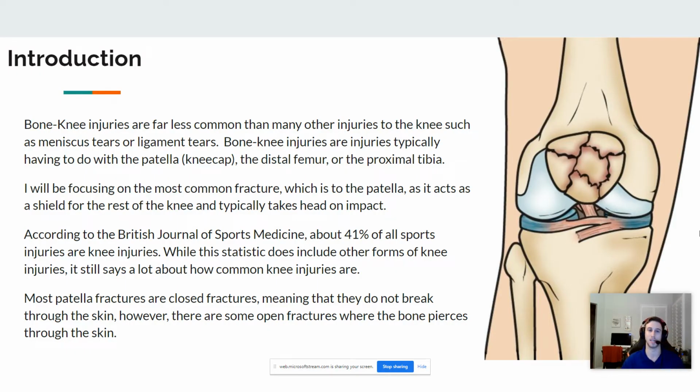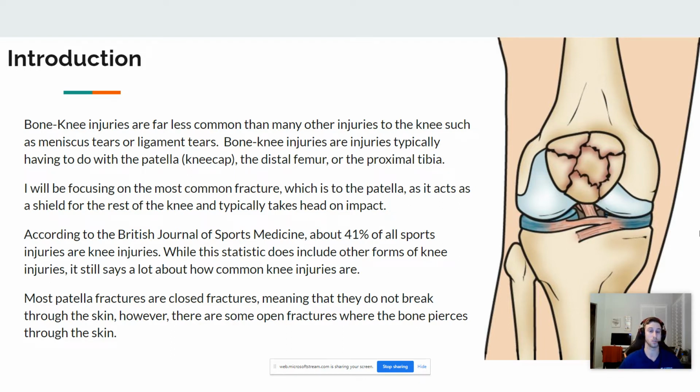So, bone knee injuries are far less common than many other injuries to the knee, such as meniscus tears, ligament tears, and so on. However, they are injuries typically having to do with the patella, the distal femur, the proximal tibia, anything in that general knee area. I'm going to focus on the most common fracture, which is to the patella. It acts as a shield for the knee and takes a lot of head-on impact.